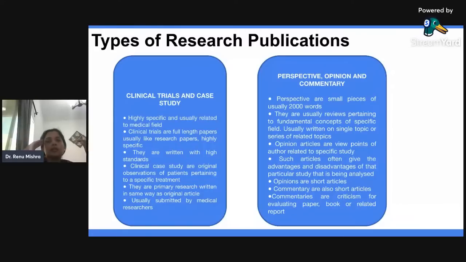In an opinion also, what the author thinks is definitely based on logical reasoning supported by the literature. Opinions are generally short articles, not that lengthy, in which pros and cons of both aspects are given. You might find these kinds of articles on LinkedIn these days; they are quite popularly quoted there. Commentaries are where you give your criticism or critical feedback on a paper, a book or any report. Your critical opinion on any book, paper or report, that is commentary.